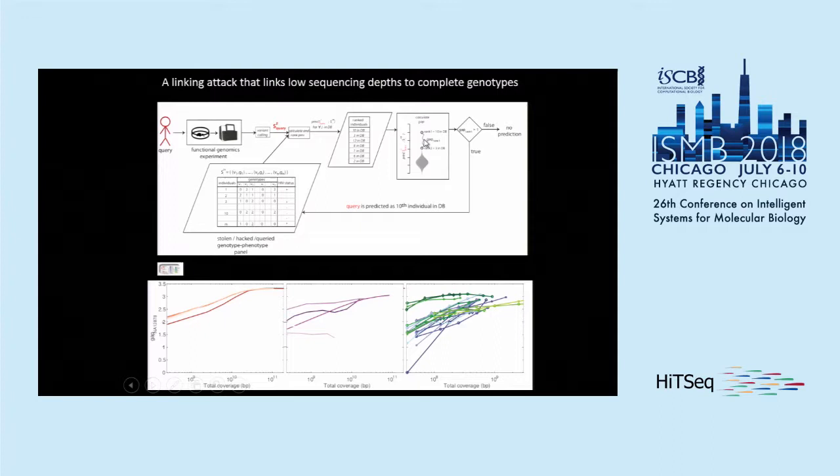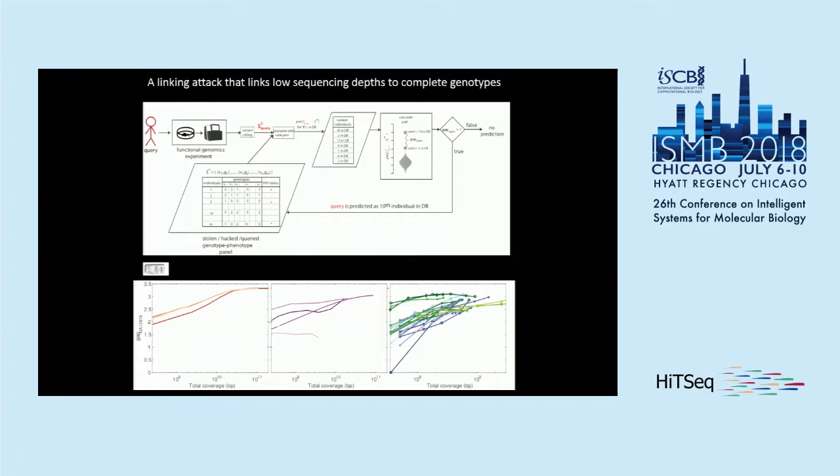So what we are showing here is that even though these low coverage experiments like single-cell RNA-seq or ChIP-seq don't leak much information, and you cannot use them for high-quality genotyping, you can actually link these individuals to the databases by using this small amount of information you get from them.